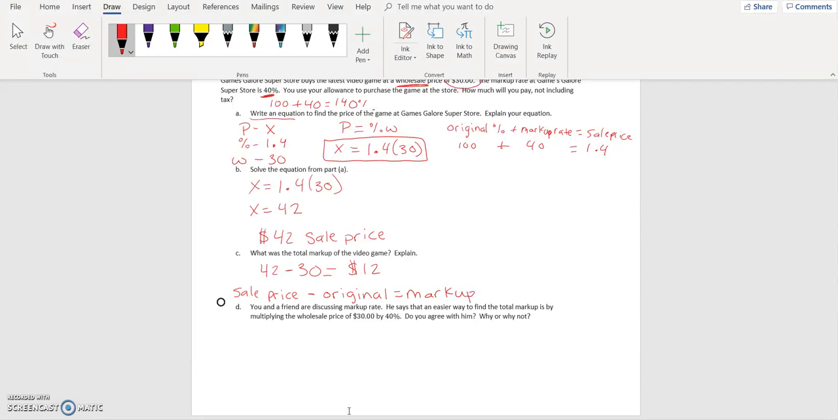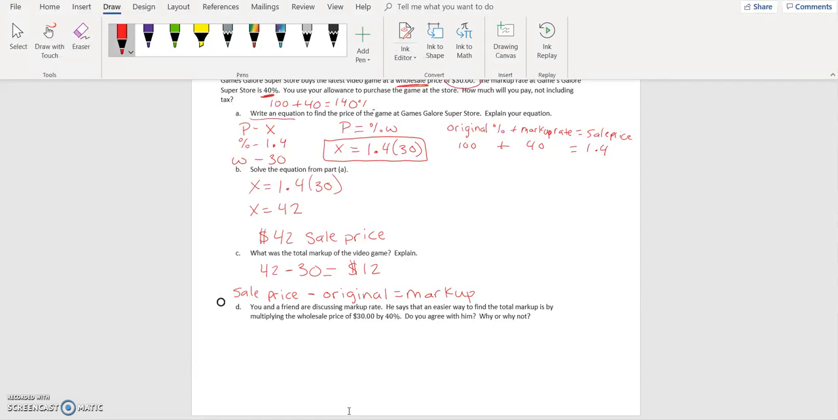So in other words, how much money are they going to be making? They bought the game for $30. If they sell it to you for $30, they're not going to be making any money. So they marked it up to $42. That's how much you're paying before that tax. And so they're making $12 profit.